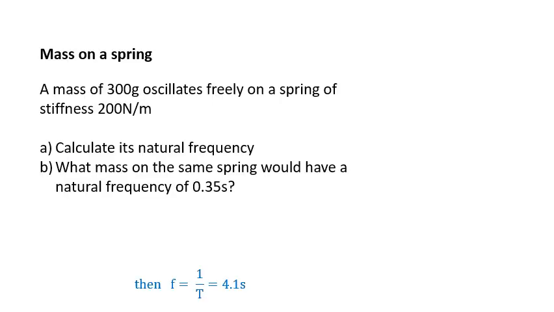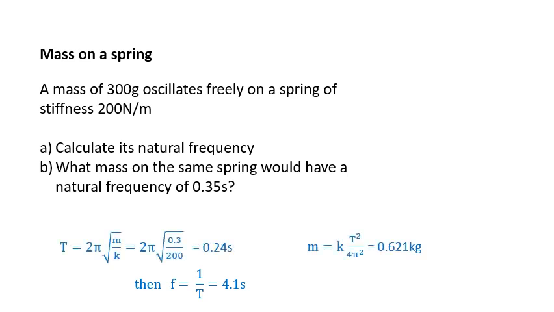So here's a mass on a spring example. A mass of 300 grams oscillates freely on a spring of stiffness 200 newtons per meter. Calculate its natural frequency. What mass would have a natural frequency of that on that spring? Pause the video, have a go, 3, 2, 1, and there you go. You've got T is 2 pi root m over k. Be able to rearrange it there, so I've rearranged it for m.